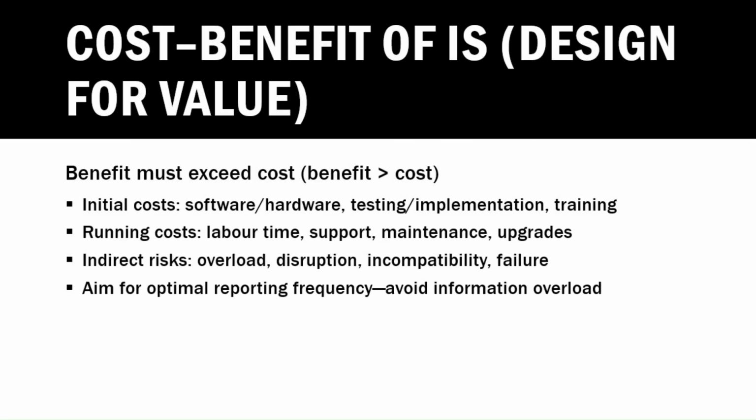Cost and benefit of information systems. The benefit of an information system must exceed its cost. Initial costs include software and hardware, testing and implementation, and training. Ongoing costs include staff time, technical support, maintenance, and upgrades. Also consider indirect risks such as information overload, operational disruption during change, system incompatibilities, or project failure. Aim for an optimal reporting frequency that supports decisions without overwhelming users.